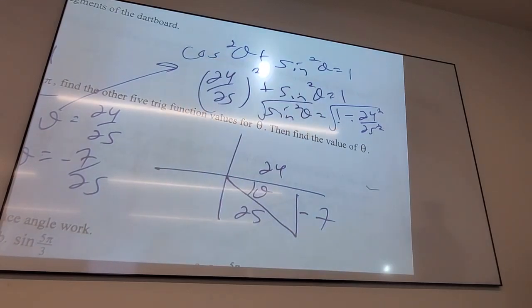And there's 2 other ones that we built, right? And at this point, you're supposed to memorize those. You should have those memorized.